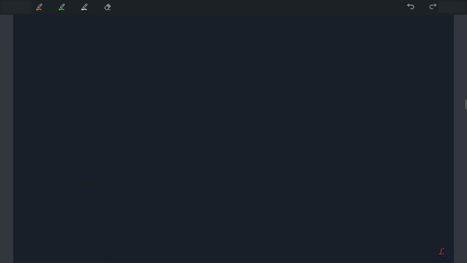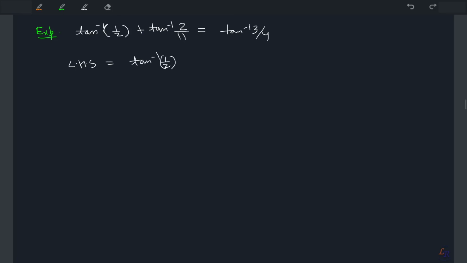So let's see the first example. Let's say we want to prove that tan inverse 1 by 2 plus tan inverse 2 by 11 is equal to tan inverse 3 by 4. This is what we want to prove, right? So let's begin with the left hand side, which is equal to tan inverse 1 by 2 plus tan inverse 2 by 11.